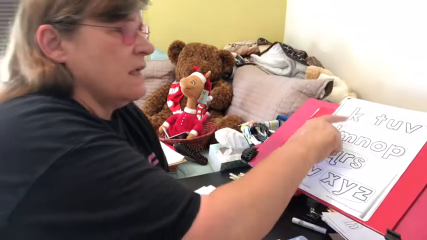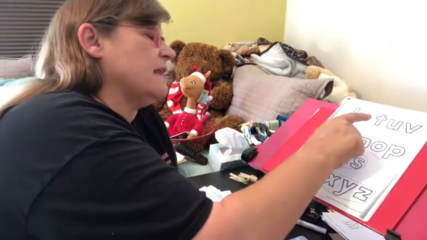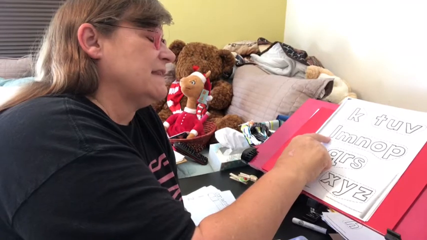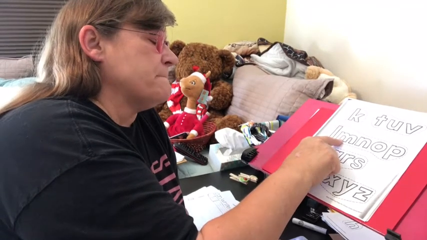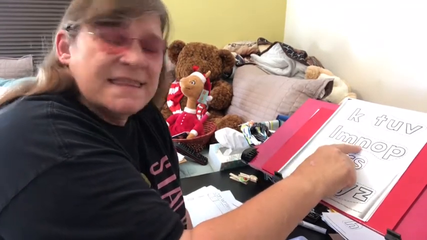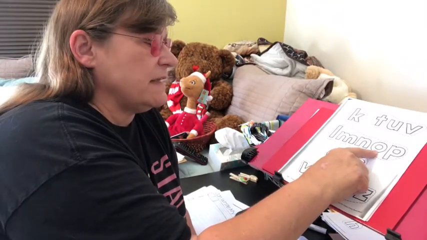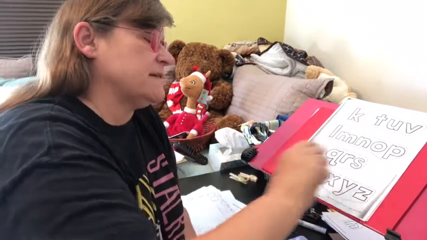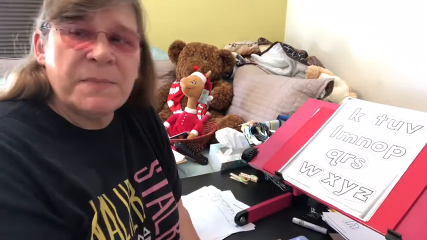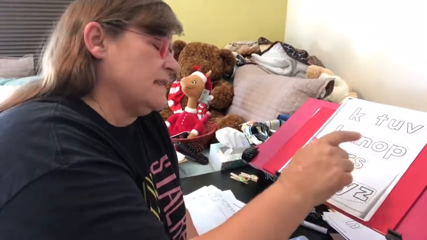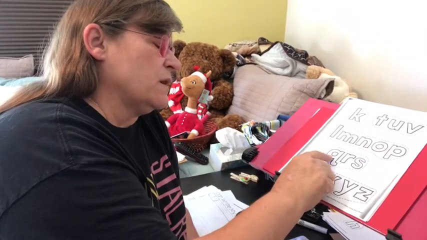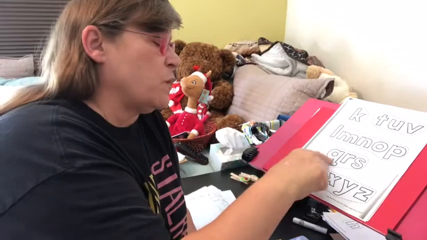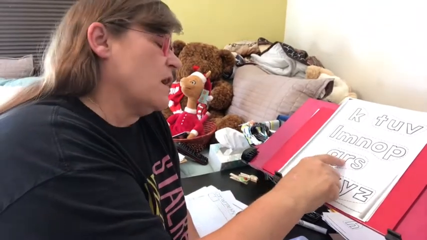J, J, J, J. Letter K, K, K, K. Letter L, M, M. N, N. O is another tricky letter. It says O, and it says ah, like an octopus. And P, P, and then Q, qu, qu. Remember, Q and U stick like glue. Qu, qu, qu.